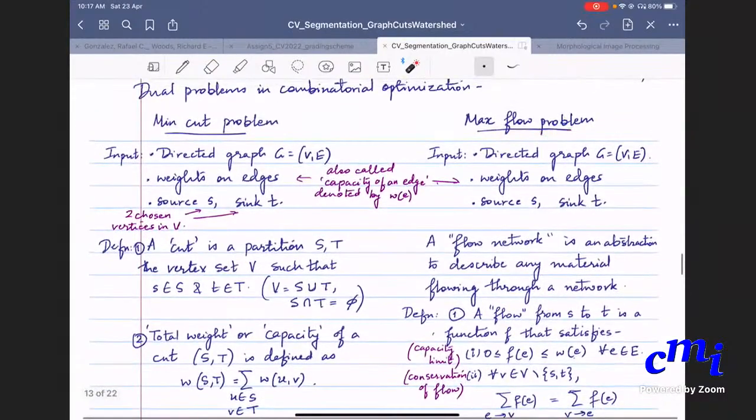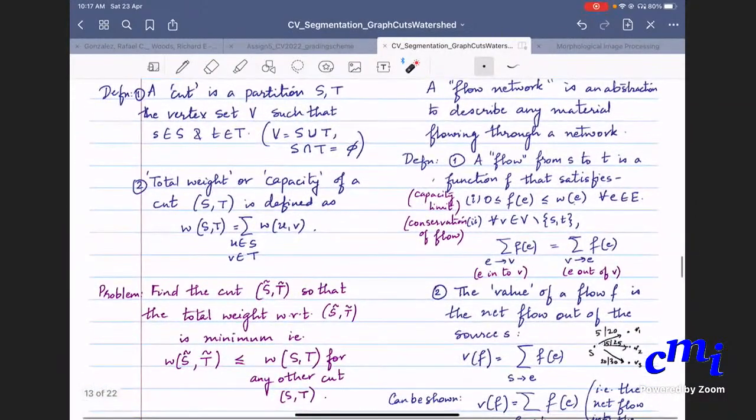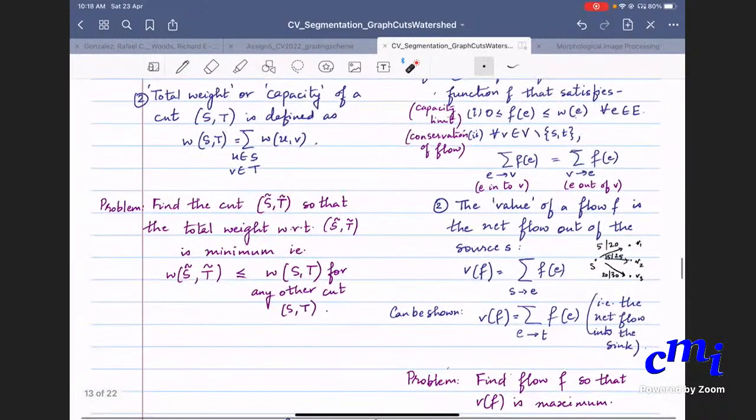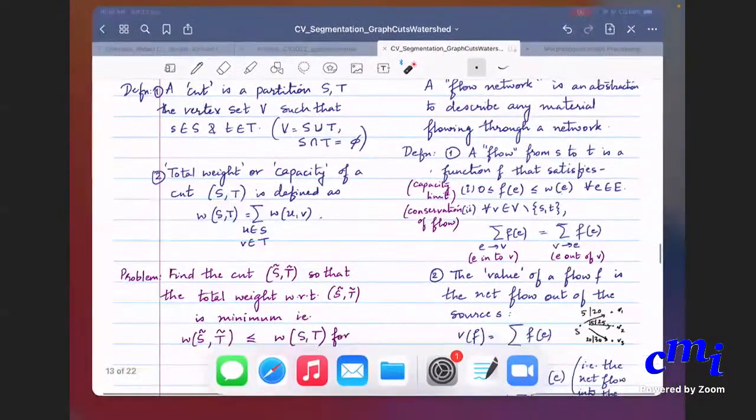On the other hand, the max flow problem says that, first of all, a flow from a source to a sink is a function f that satisfies certain properties. One of the properties is that if you look at the flow at any edge E, it is less than the maximum allowed flow at that E. It just doesn't exceed the capacity of that edge. And conservation of flow, which means the total flow into a vertex is equal to the total flow out of a vertex. Any function that satisfies these two conditions is called a flow.